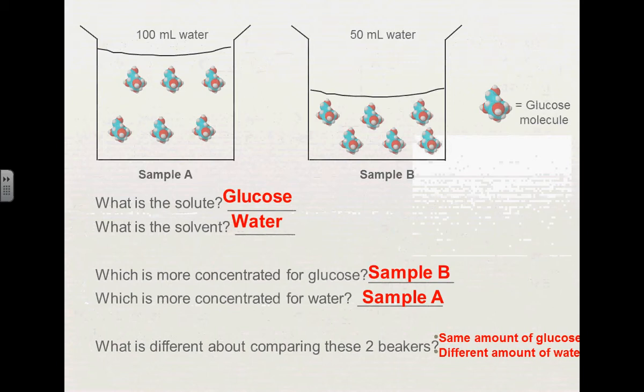It's like what I did in the beginning of class with the salt. I had the same amount of salt, but I had 2 different amounts of the solvent, which was water. So concentration depends on the amount of solute and the amount of solvent. And by changing either one, you change the concentration of the solution.